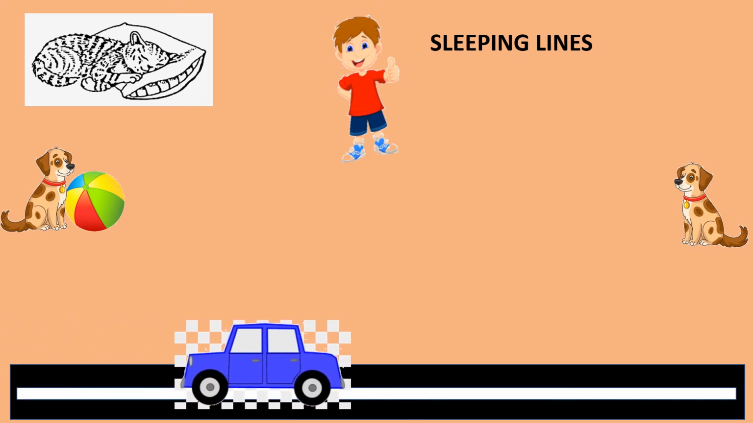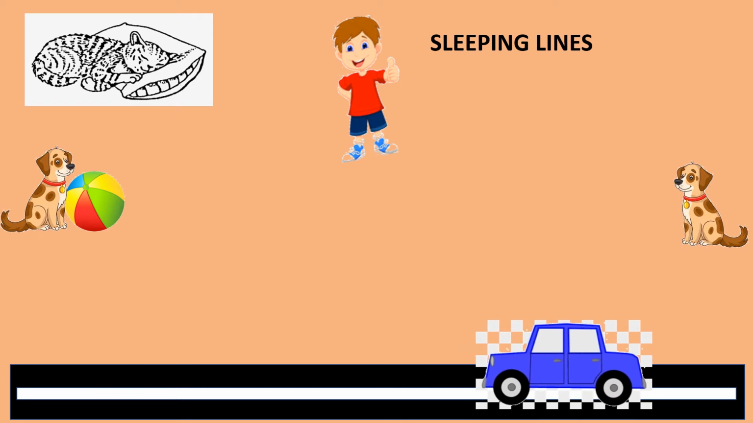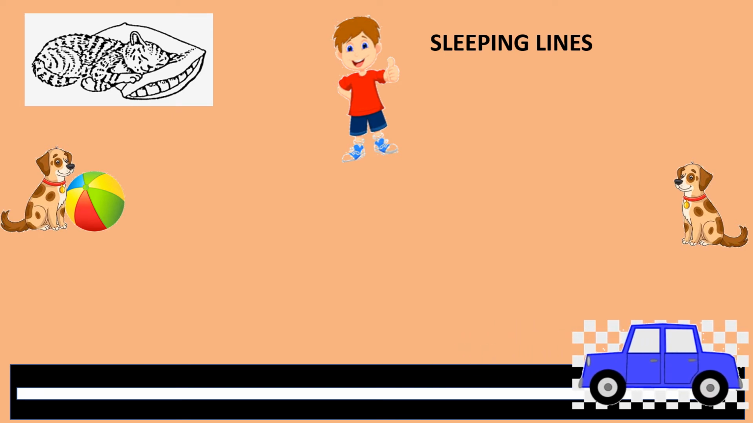Oh, there is a car. Car is going on the road and road is like a sleeping line. And there is a doggy and one more doggy. So what are they doing? Let us see what they will do. They have, and it has a ball.